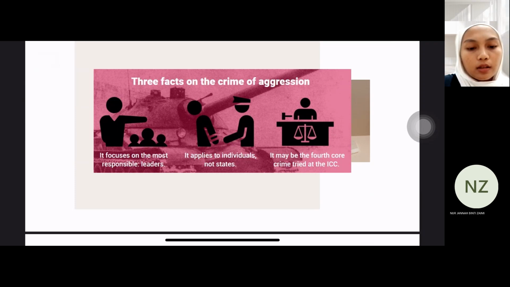So here are the three facts of the crime of aggression. The first one, it focuses on the most responsible, which is the leaders. And then it applies to individuals and not the states. And then the last one, it may be the core crime tried at the ICC.